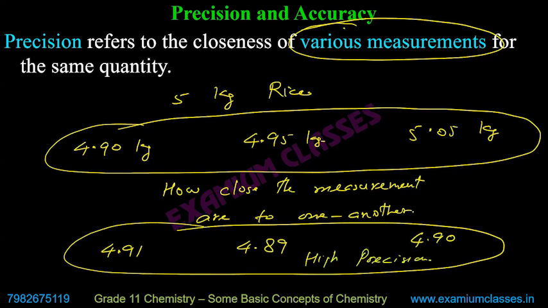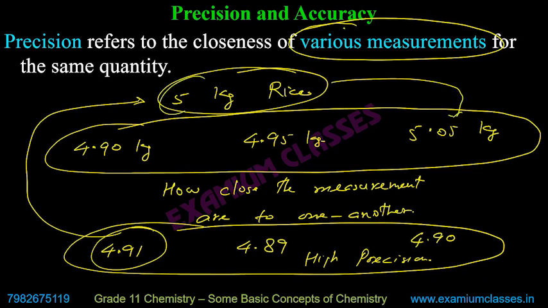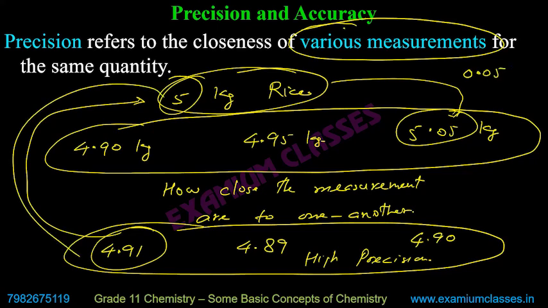But if I talk about accuracy, accuracy is how close it is to the actual value. It means 4.91 is not as accurate as 5.05 is. Between 5 and 5.05, the difference is only 0.05. However, between 5 and 4.91, the difference is 0.09. So the difference between actual value and measured value is greater.